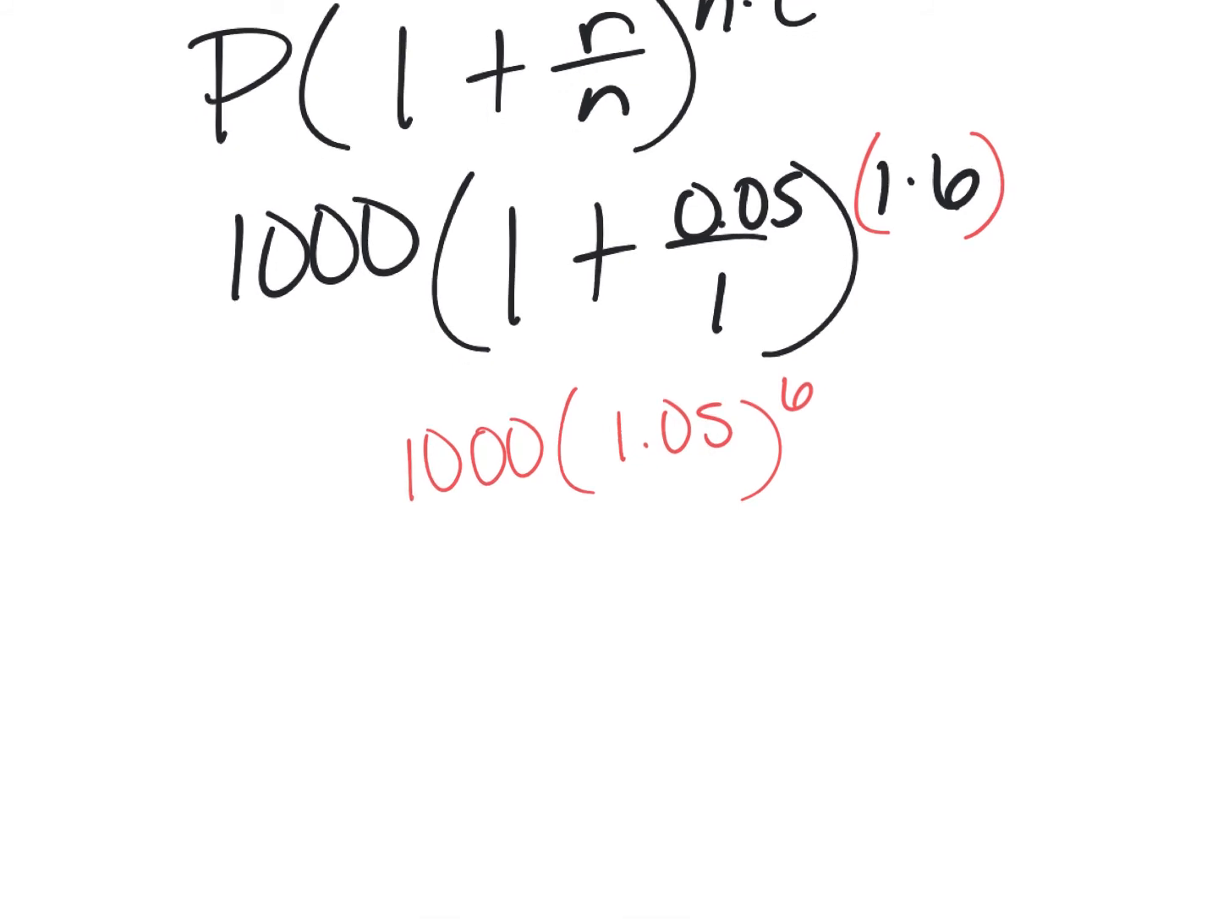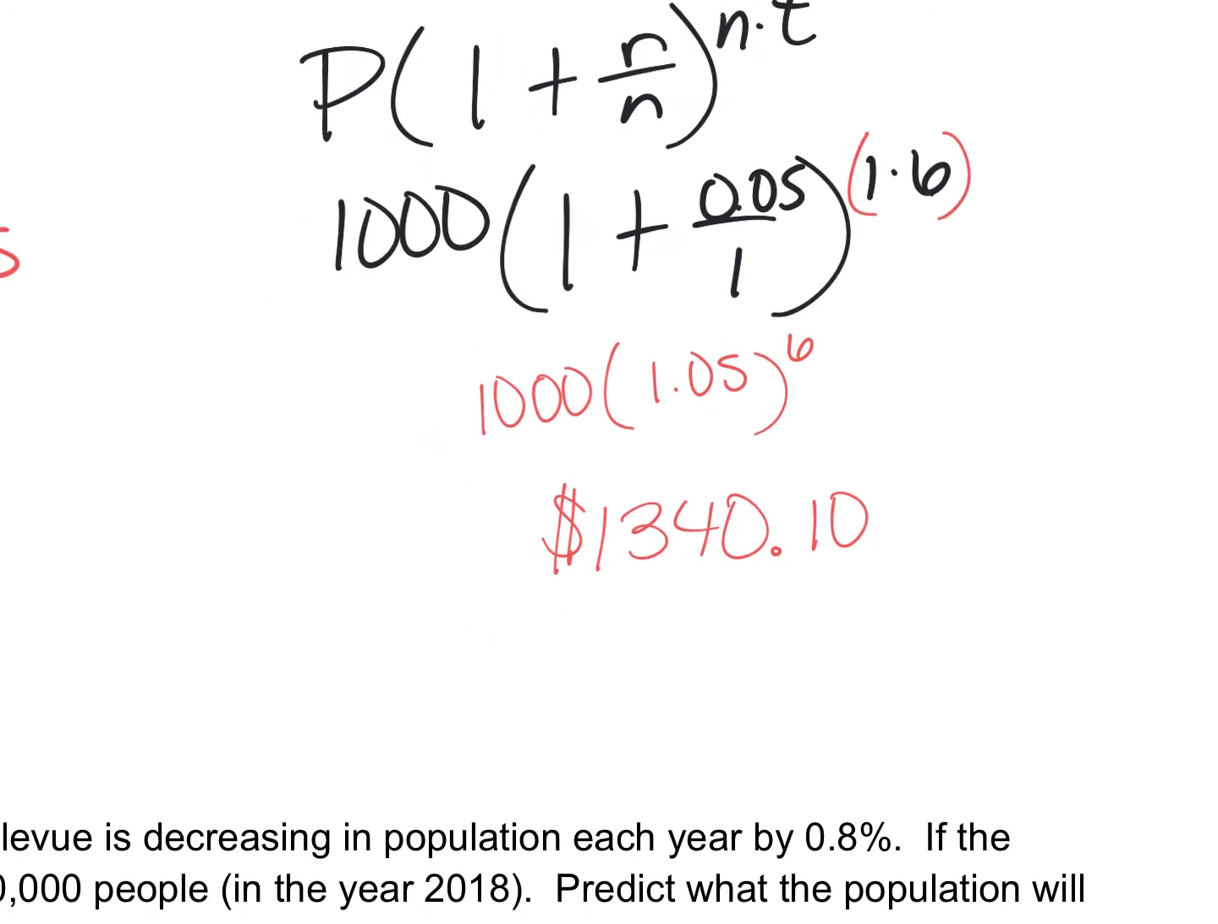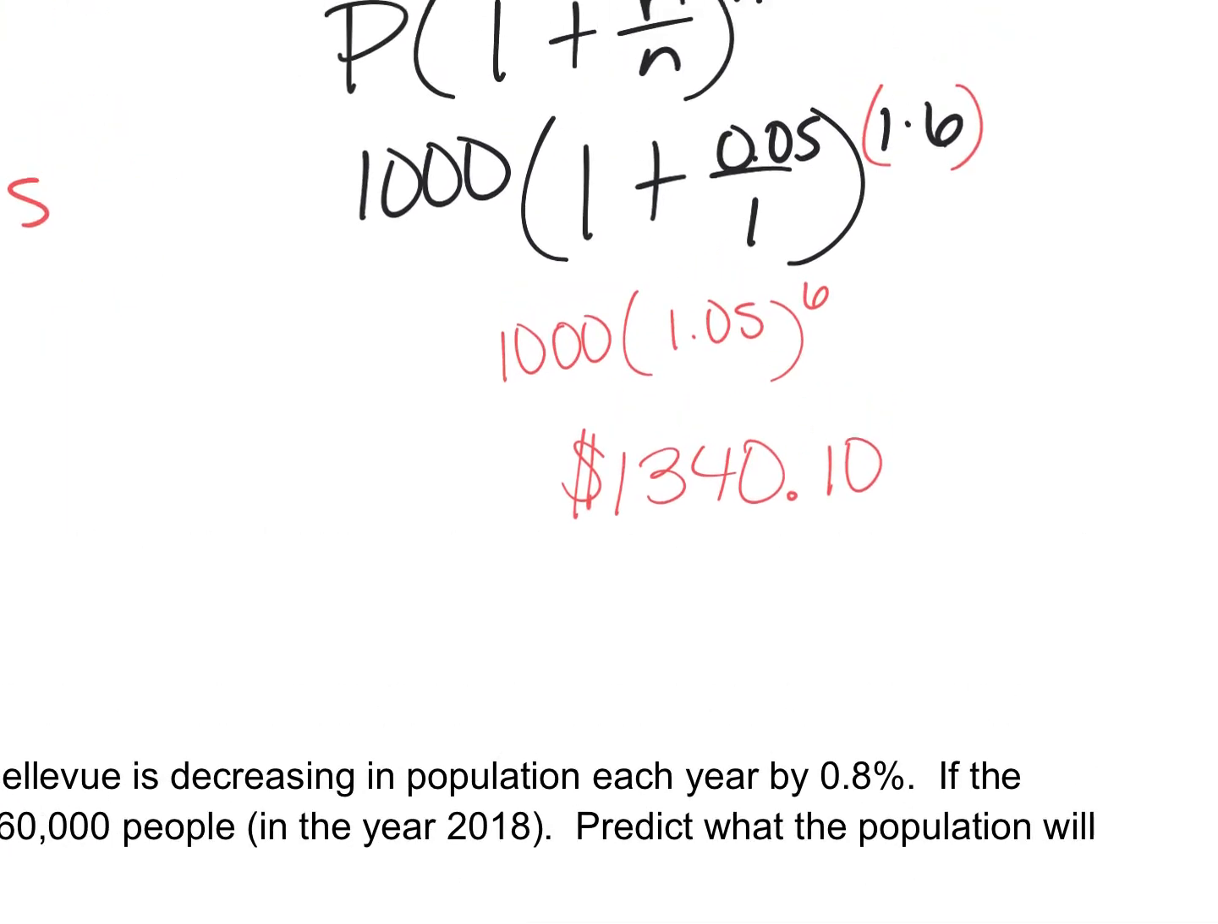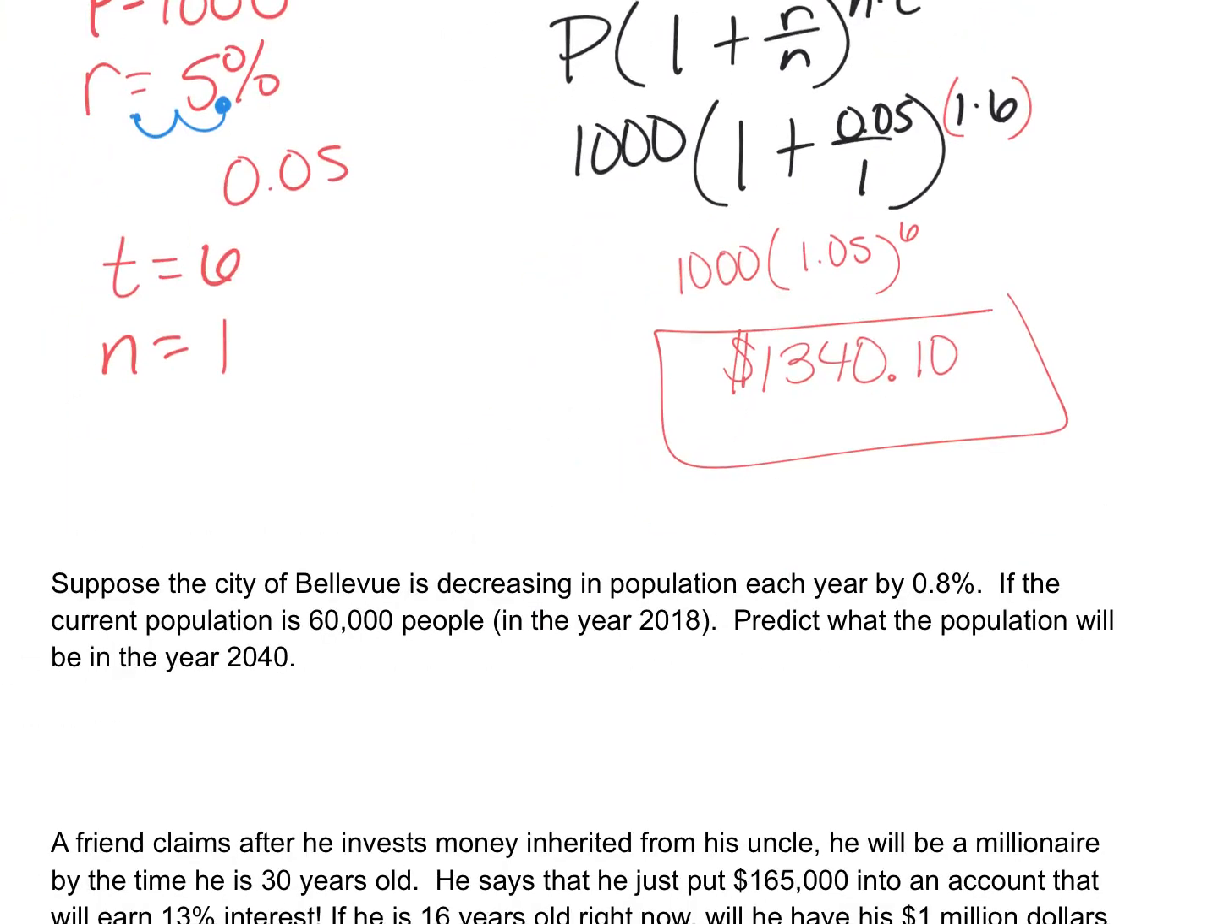So whenever you plug that in your calculator, it would be 1,340 point something. And now this is where people mess up. We're talking about money here. So in our society, we always round money to 2 decimal places, so 0.10. All right, so that would be your answer.